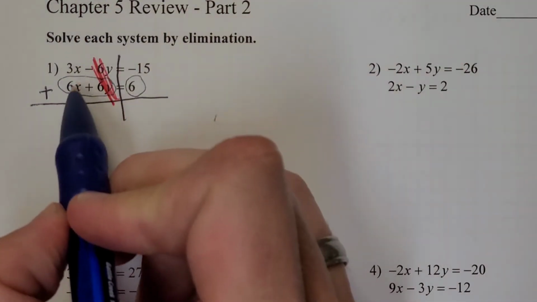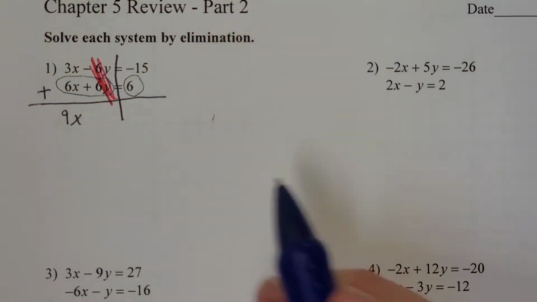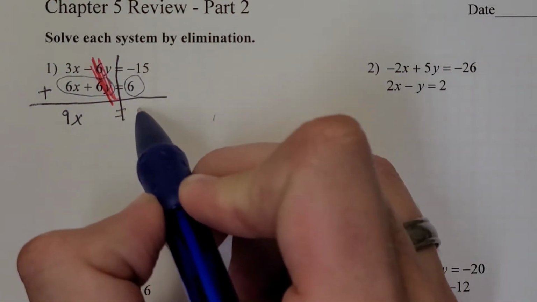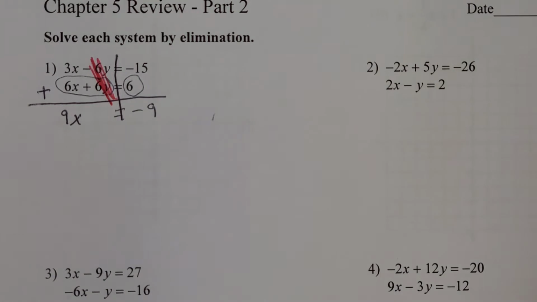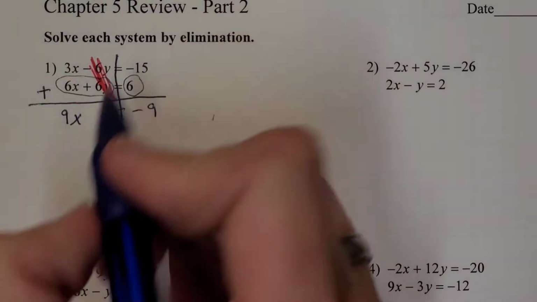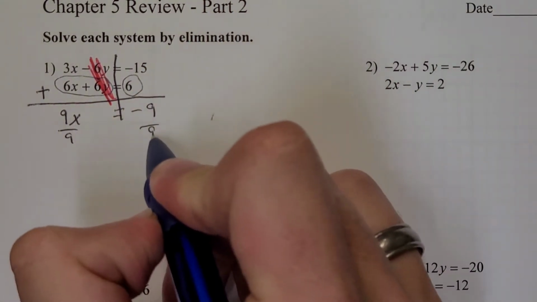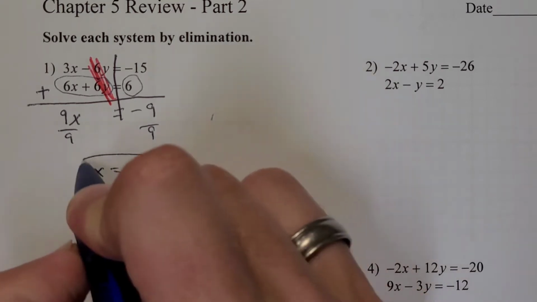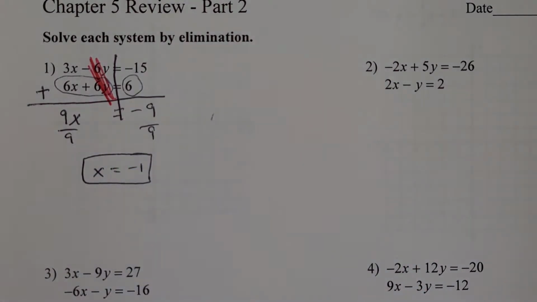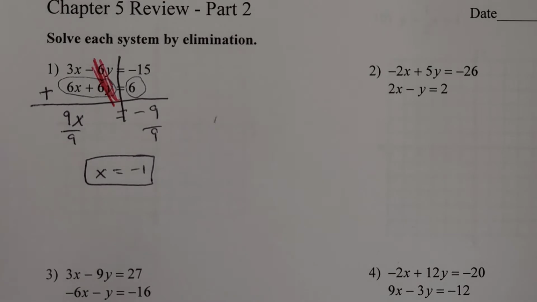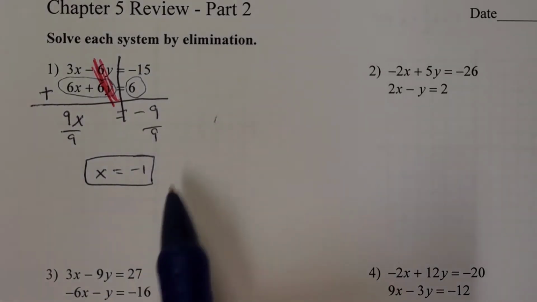So now I've got 3x plus 6x, which is 9x. Negative 15 plus 6, which gives me a negative 9, and I'm looking at a one-step equation. When I divide by 9, I get x equals negative 1. Done? Not done. We're done with figuring out x.